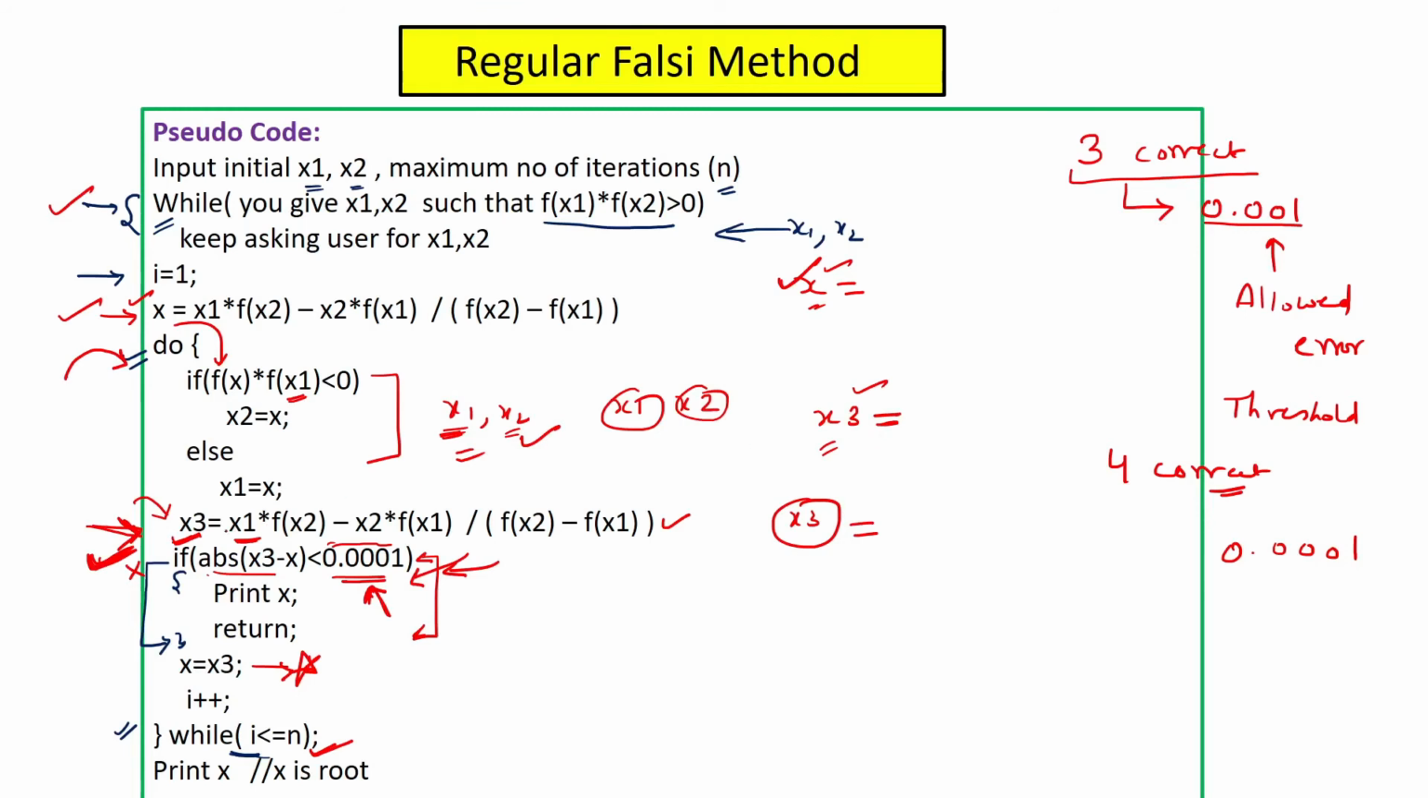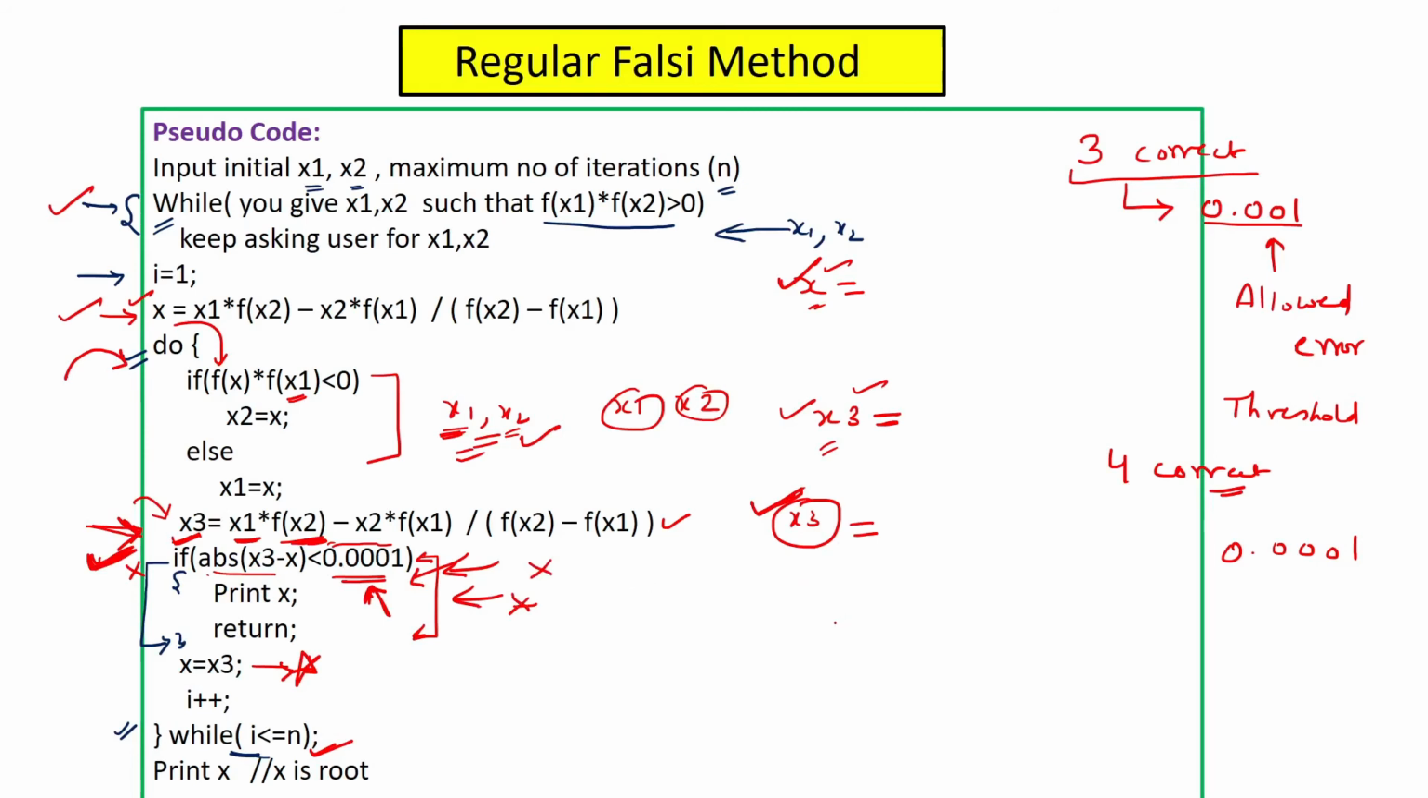Why? Because previously this x3 was calculated based on these x1 and x2, and this time also the same x1 and x2 have come to this point. So there is no change. That means whatever you got in the previous iteration, you got the same thing this time also. And so your program will actually give a wrong answer and your complete iteration will run. So this if condition is of no use.